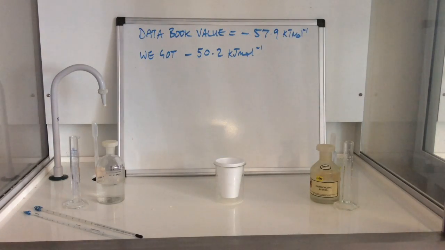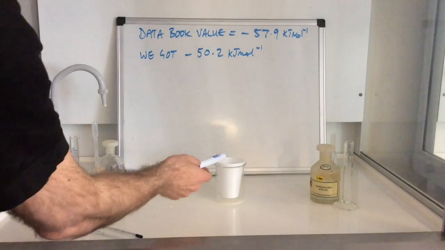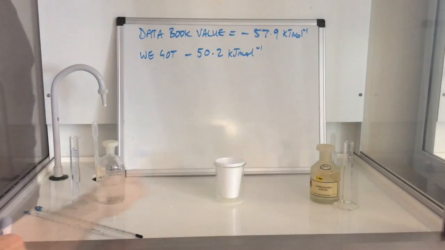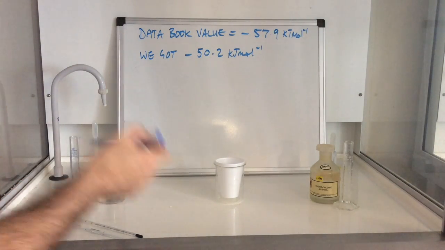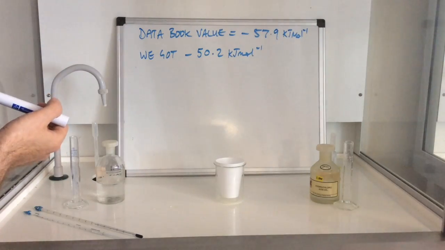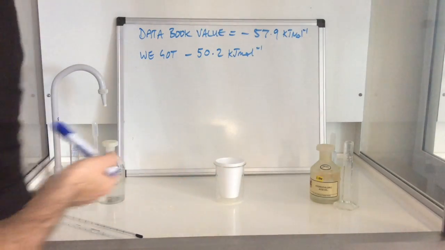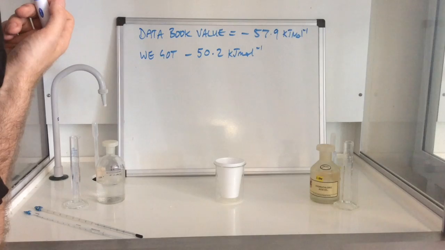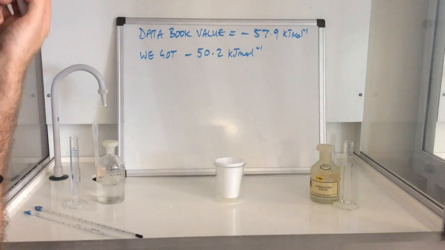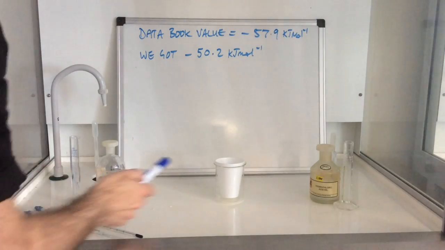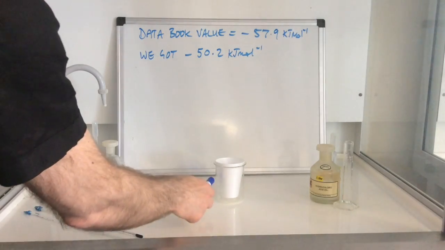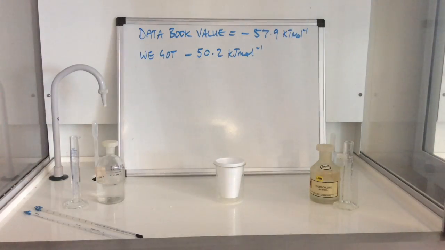We were a little bit below the data book value of minus 57.9 kilojoules per mole, and the obvious reason for that, I've put this back in the middle, is heat loss. Obviously we're not going to get the data book value because we've got a lot of heat loss taking place with this apparatus set up. An obvious improvement to get a bit closer to the minus 57.9 would be some form of lid on there and improved insulation for the calorimeter.